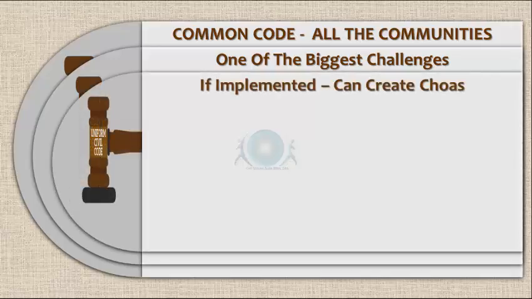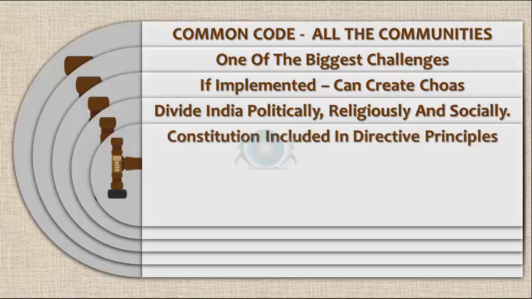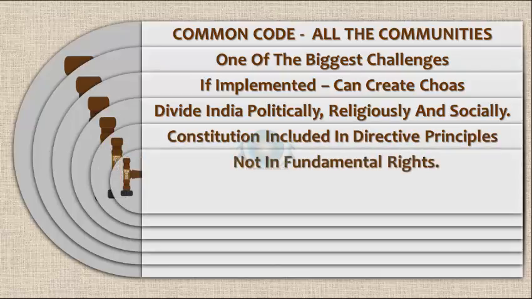If implemented in its letter and spirit, then these three words are sufficient enough to divide India politically, religiously, and socially. It might be the reason due to which the framers of the Constitution decided to include the Uniform Civil Code in the directive principles of state policy and not in fundamental rights.